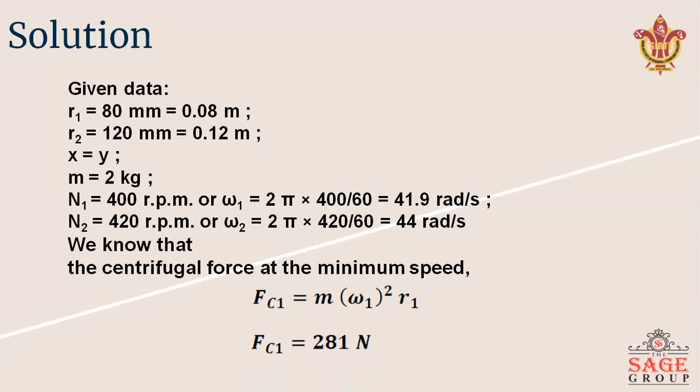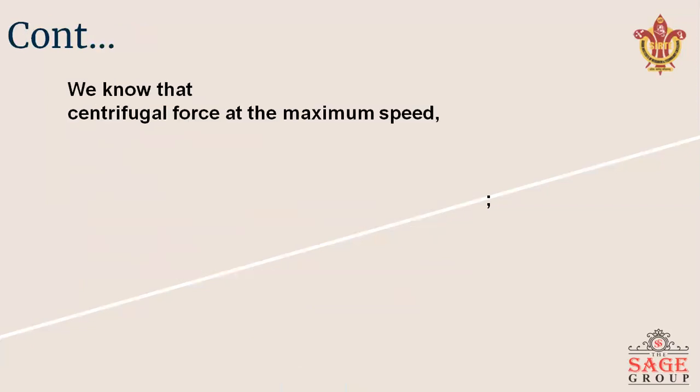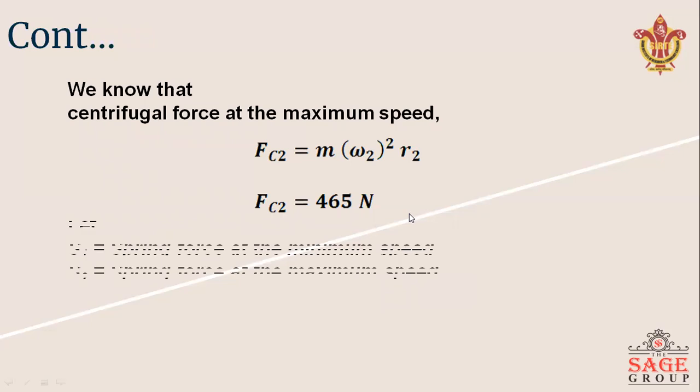Similarly, the centrifugal force at the maximum radius, Fc2, is equal to m omega2 square r2. Substitute the values of small m, omega 2 and r2, then we will have the value of Fc2 equal to 465 Newton.